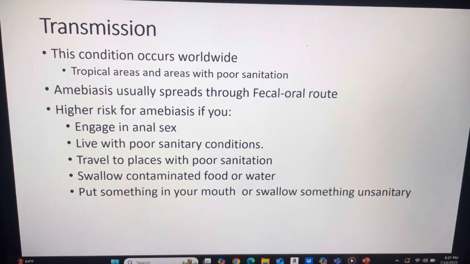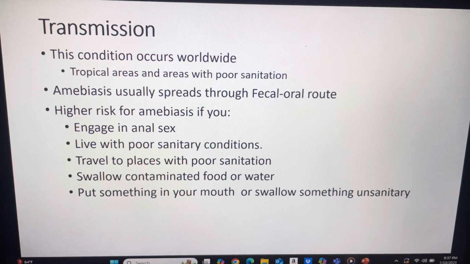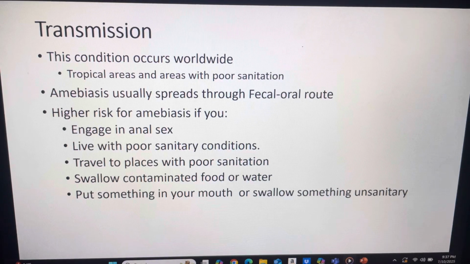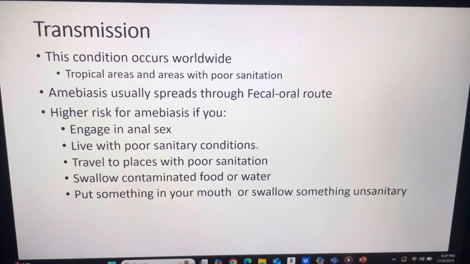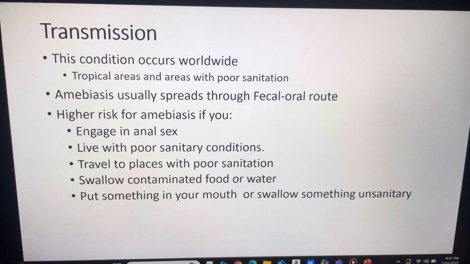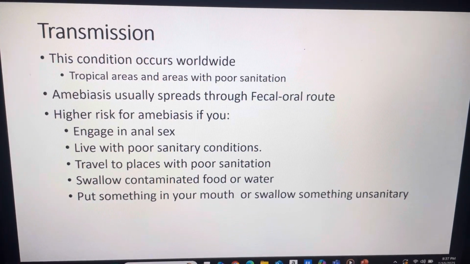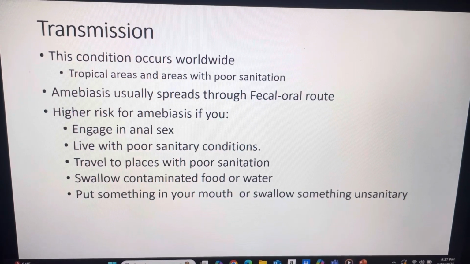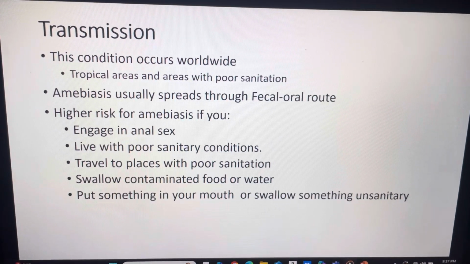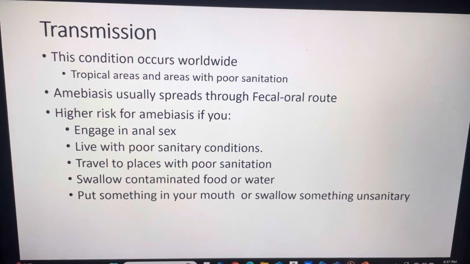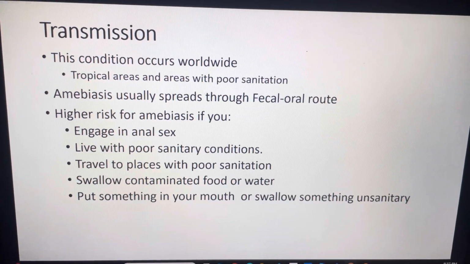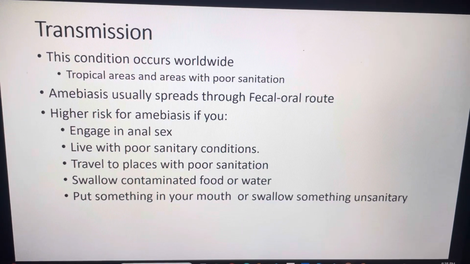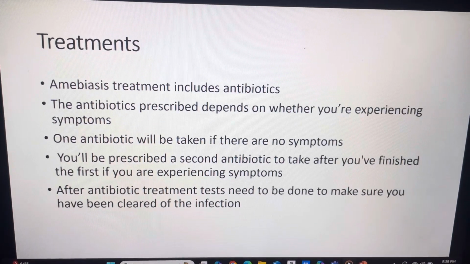And then transmission. This occurs worldwide, especially in tropical areas or areas with poor sanitation. Amoebiasis is usually spread through the fecal-oral route, so you're at higher risk if you engage in anal sex, live with other people in a place that has poor sanitary conditions, travel to places with poor sanitation, and swallow something such as food or water contaminated with E. histolytica. And then if you put something in your mouth or swallow something that is unsanitary, it is also a risk factor.